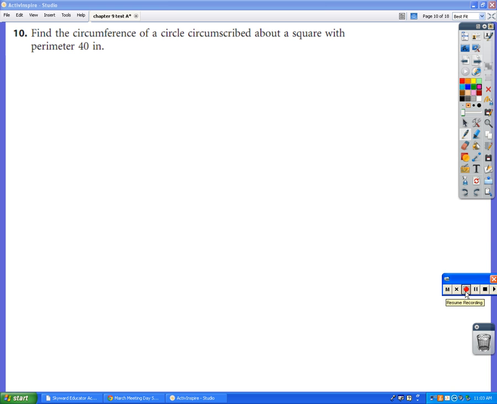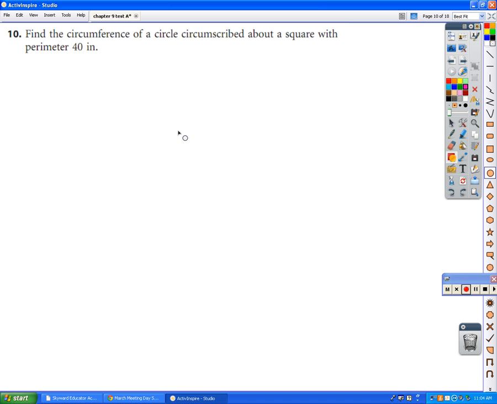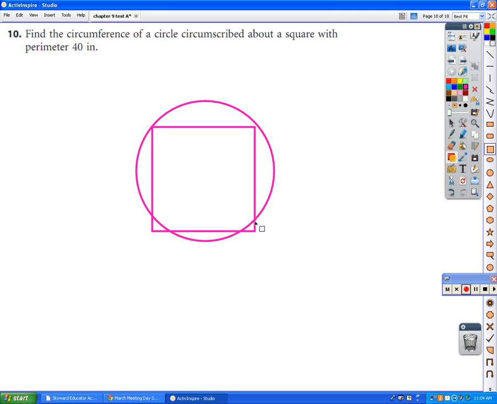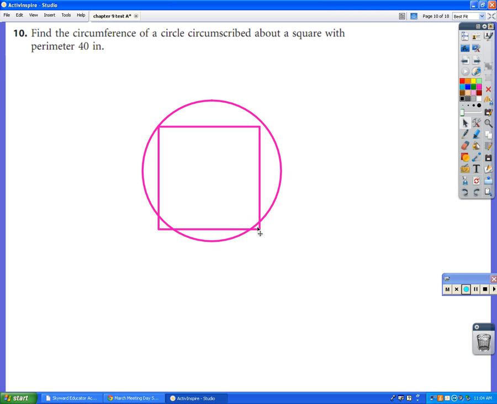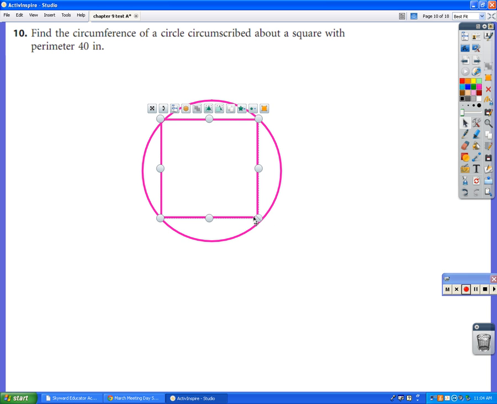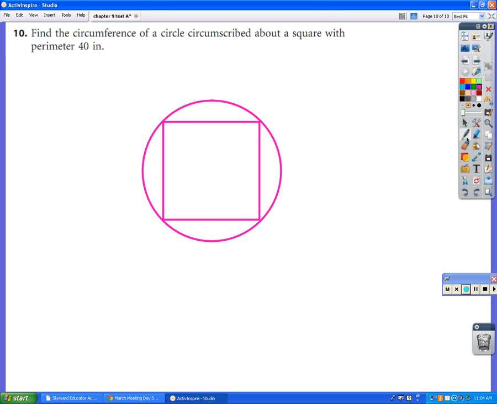All right, next one. Find the circumference of a circle circumscribed about a square with a perimeter of 40. So this is a good one to draw a picture of. So we're going to start out with the circle, and then we're going to put a square inside. And if we know that the perimeter of that square is 40, what does that tell you about the square?